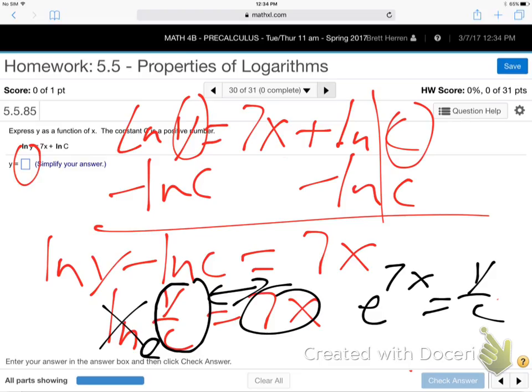So you see the difference there? It's when you lose one log that the base stays the base, the other two switch. Last step, now you just multiply by the c. So y equals c e to the 7x, and y is alone. There it is. Good on that? See that?